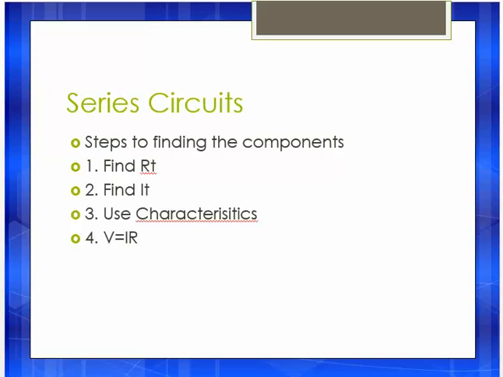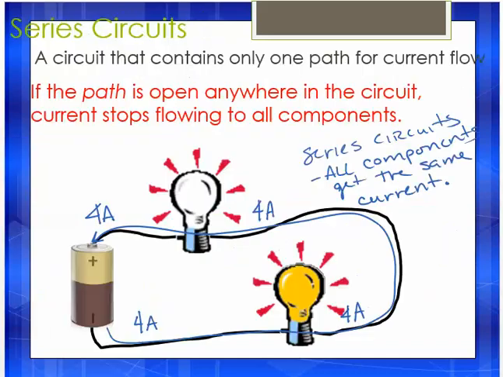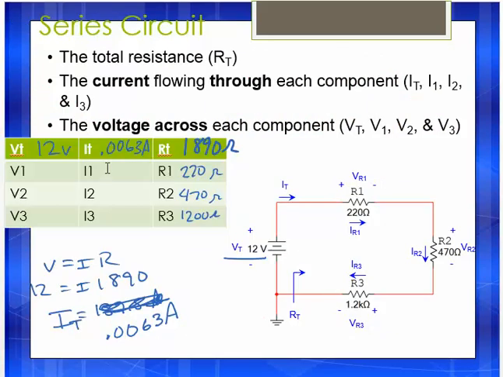Well, what's the next step? Use the characteristics we know. Well, what do we know about series circuits? I'll tell you what we know about series circuits. Series circuits, all components get the same current. So I can go in here and say if my total current is 0.0063 amps, then everything is going to get that exact same current.